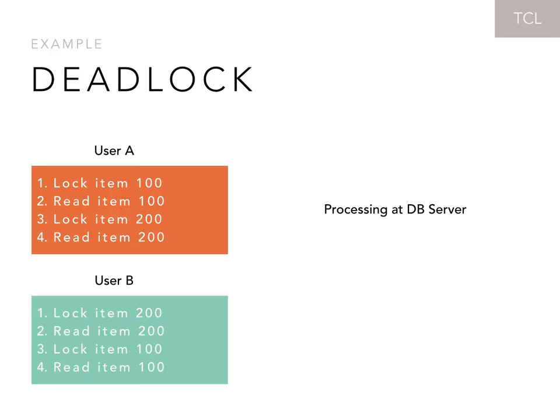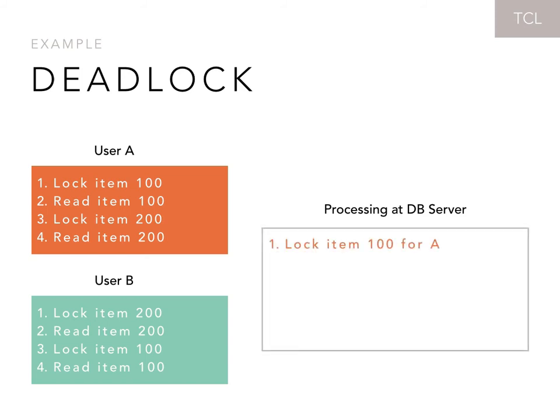Same setup here. Notice it's a pretty simple setup. We're just going to lock an item and read it, and then lock another item and read it. User A does item 100 and then 200. User B does 200 and then 100. So what happens is A gets the lock for 100, B may get the lock for 200. A reads 100. B reads 200.